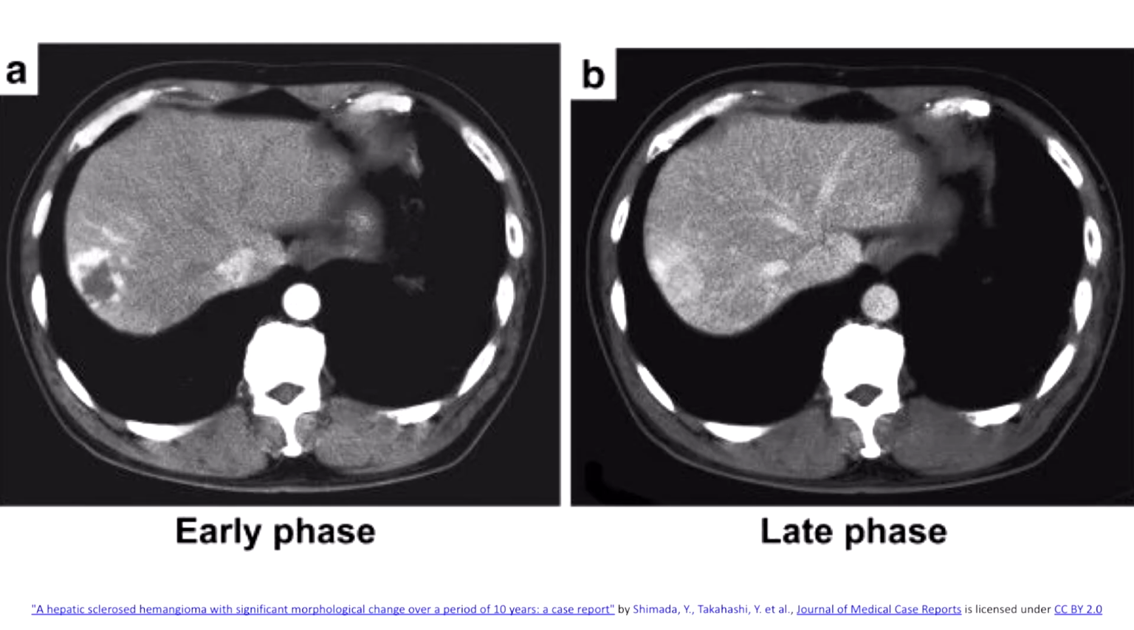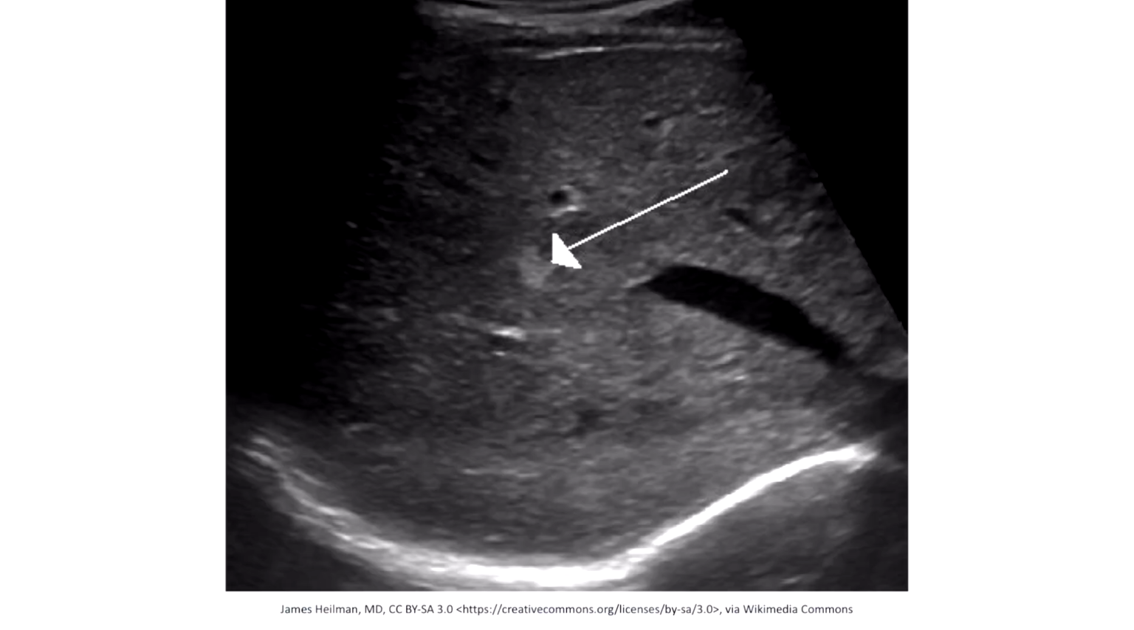On contrast CT image, the cavernous hemangioma is characterized by peripheral nodular enhancement during arterial phase. Centripetal filling is seen during the venous phase. Here is an ultrasound of the liver in a patient with a cavernous hemangioma. The cavernous hemangioma is the hyperechoic, homogeneous mass indicated by this large white arrow.